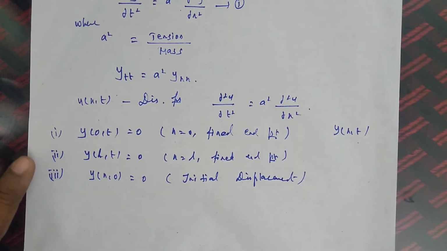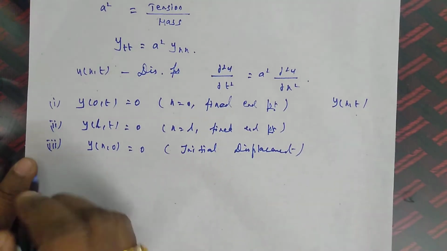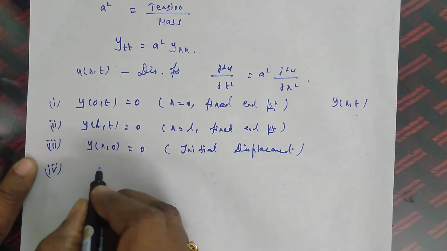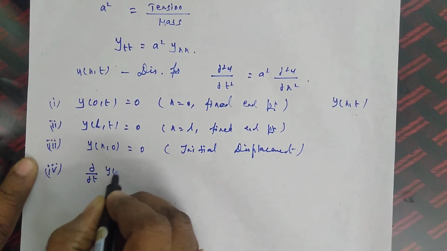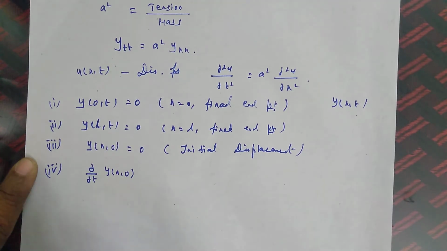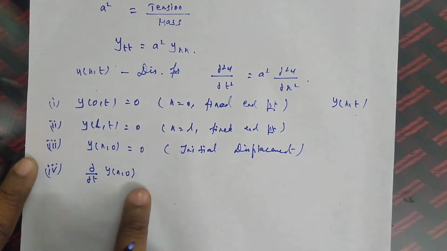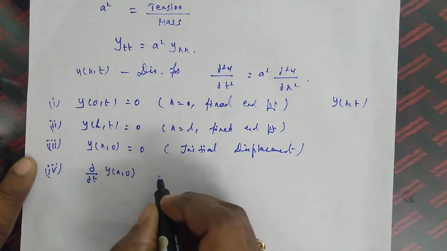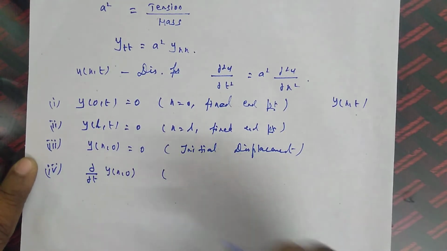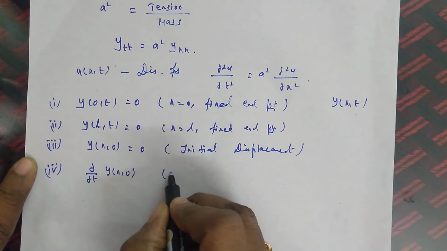Okay, so this is our third one. What about the last condition? The fourth condition is ∂y/∂t of (x, 0) equals 0. This is the fourth one. What is this ∂y/∂t of (x, 0)? This is nothing but differentiation of the displacement. Displacement differentiation is generally velocity. If we differentiate again, that will give us acceleration. So this is nothing but the initial velocity.